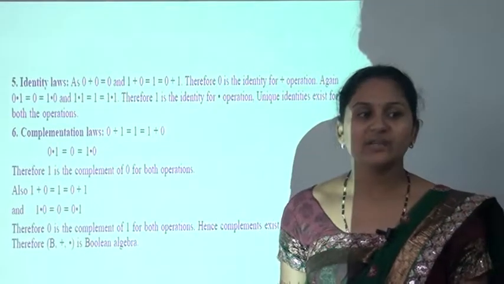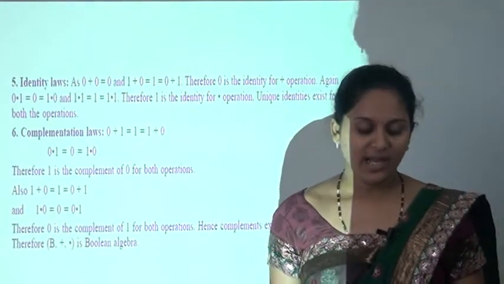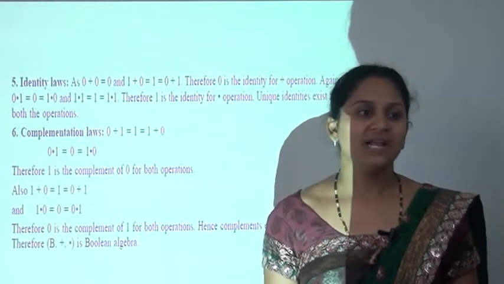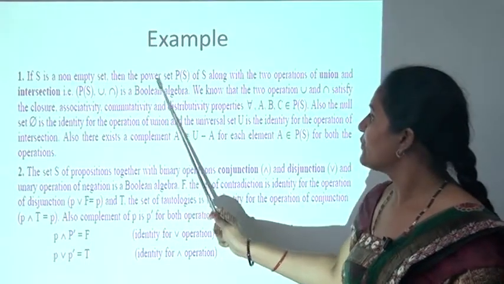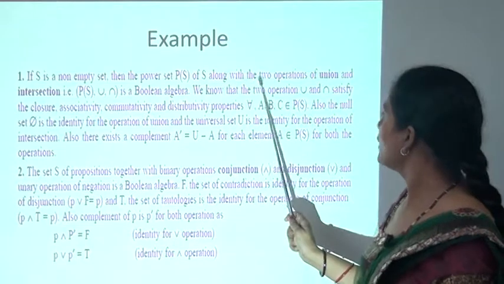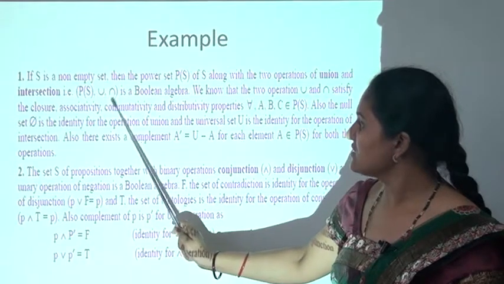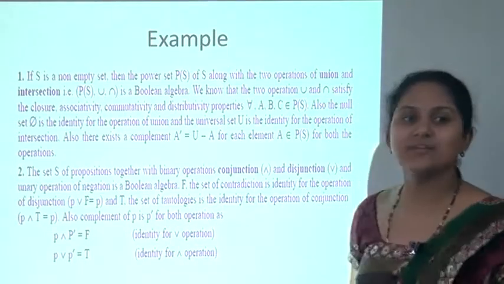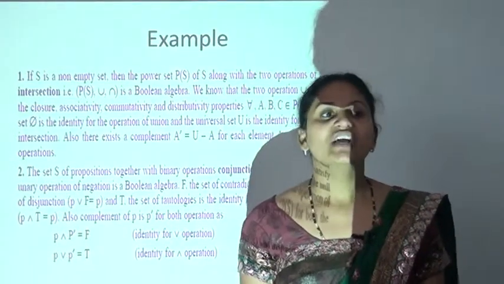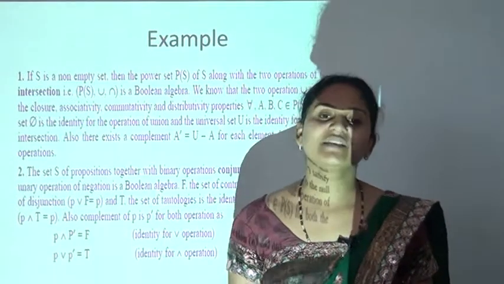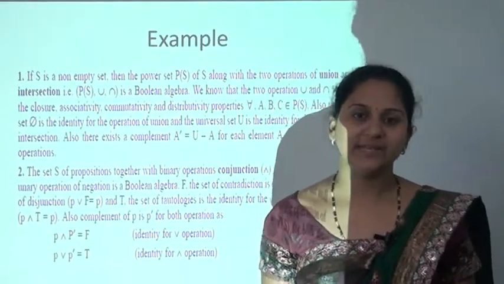So our structure B, plus, dot is a Boolean algebra. This is the first example. Similarly we can solve many more examples. If S is a non-empty set, then the poset P(S) along with the two operations of union and intersection, such that P(S), union, intersection is a Boolean algebra. We know that the operations union and intersection satisfy closure, associativity, commutativity and the distributive property for all A, B, C belonging to P(S), the poset.